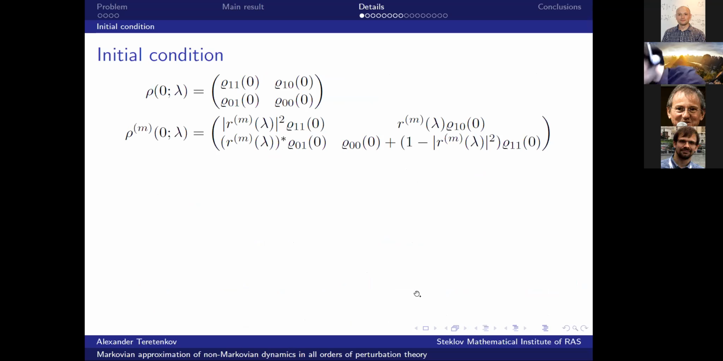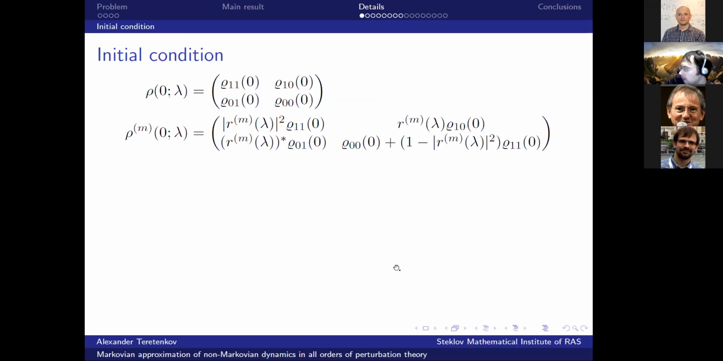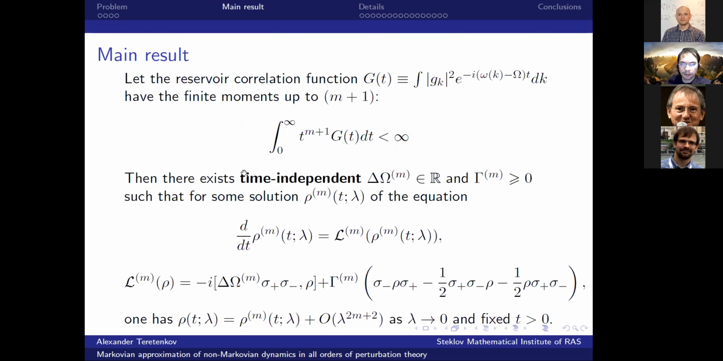I think this is the main result, and a good part of the story. But there are some payments for this very simple equation. This payment is in the initial conditions. Actually, it is important that this result is for fixed t larger than 0. So this approximate solution is not good if we consider the time scale near zero time.